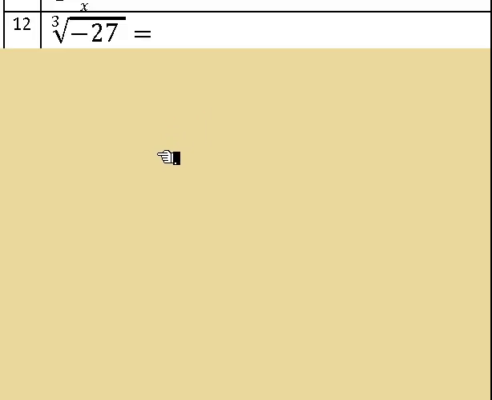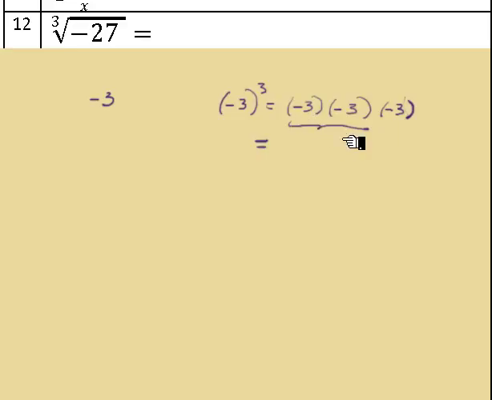Okay, now we're going to start looking at radical expressions. So in number 12, we want the cube root of minus 27. So that would be minus 3, because minus 3 cubed, just do minus 3 cubed, and here we have 9 times minus 3. Minus 3 cubed we see is equal to minus 27. So the cube root is minus 3.